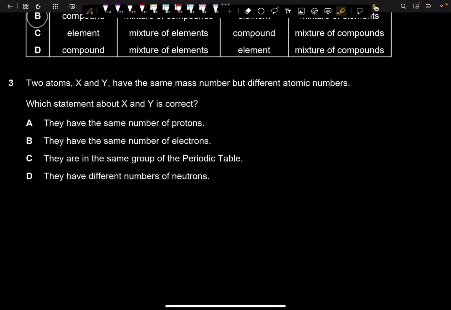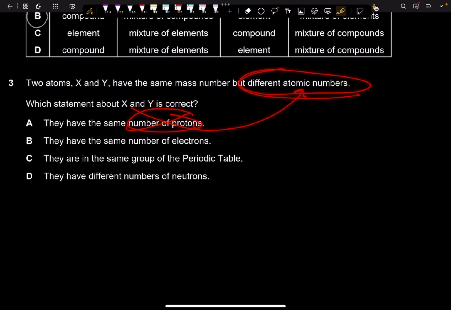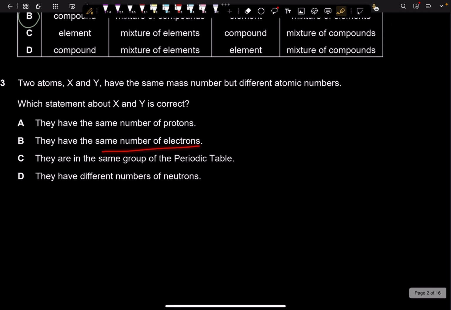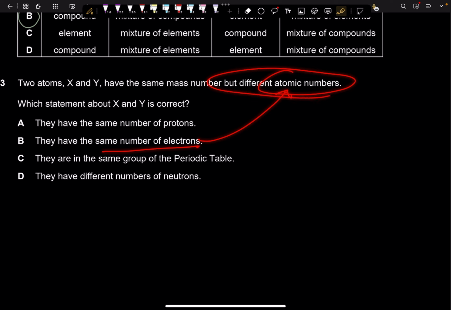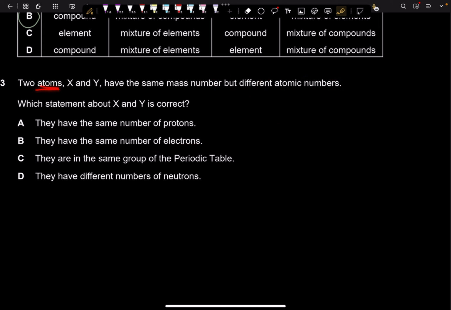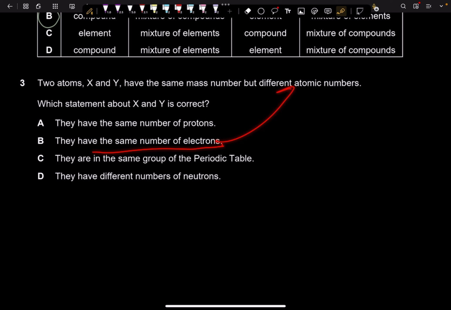Which statement about X and Y is correct? They have the same number of protons. How can they have the same number of protons? Proton number is basically your atomic number. It is told in the question that you have different atomic numbers. They have the same number of electrons. How can this be possible? Because your electron number is the same as your proton number in an atom. Because they're atoms, this means that we are going to have different numbers of electrons as well because we have different atomic numbers. They are in the same group of the periodic table.